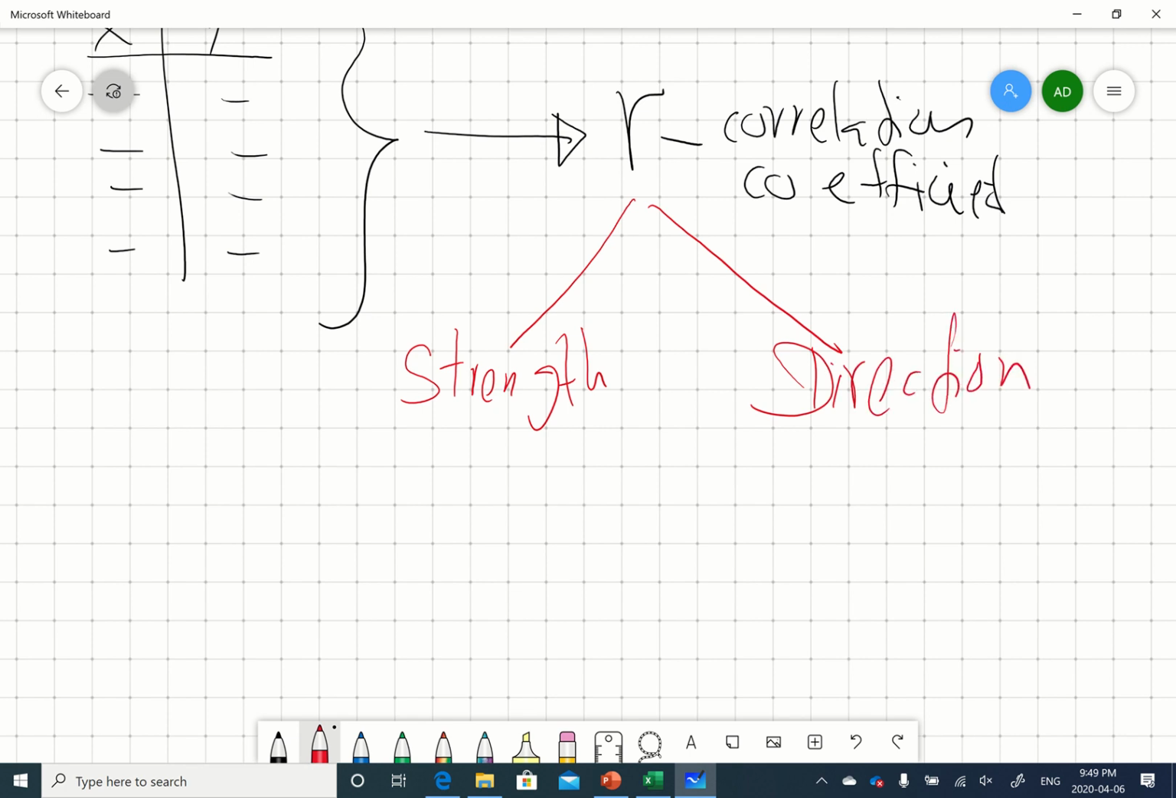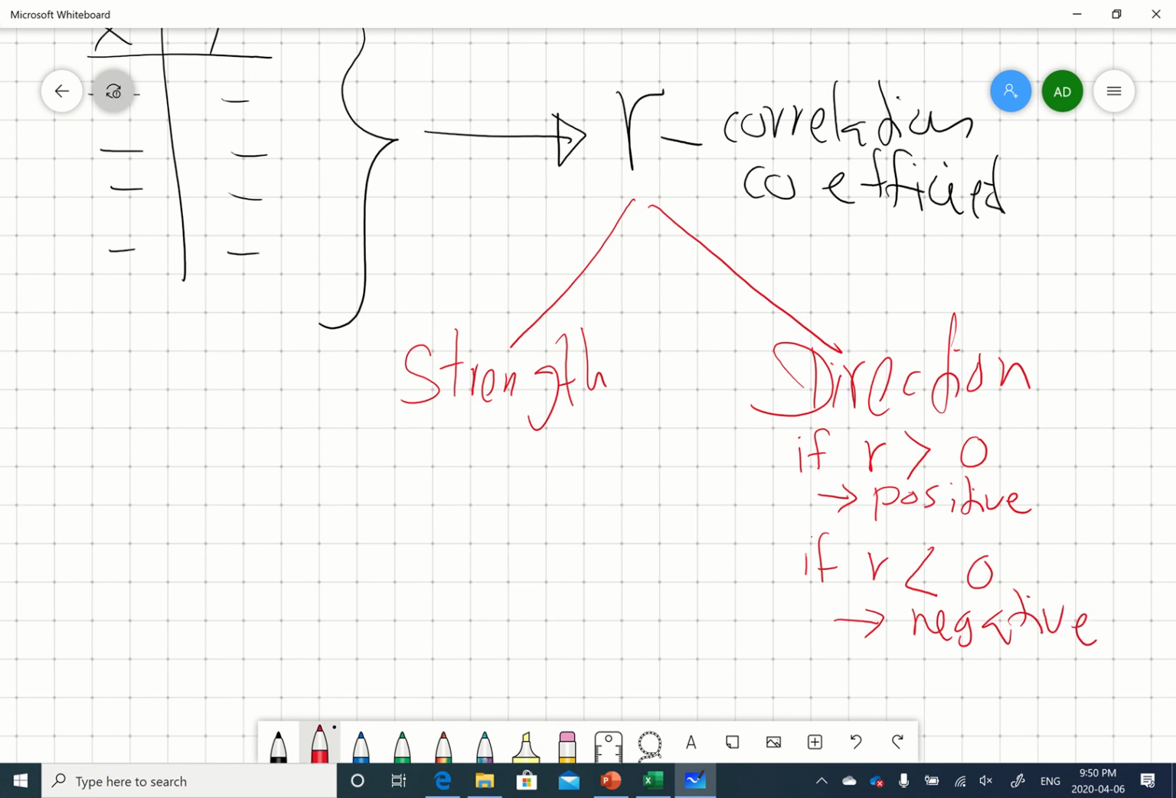So direction is very simple. If R is positive, positive association between x and y. And if R is negative, well, negative association between x and y. That's very simple.